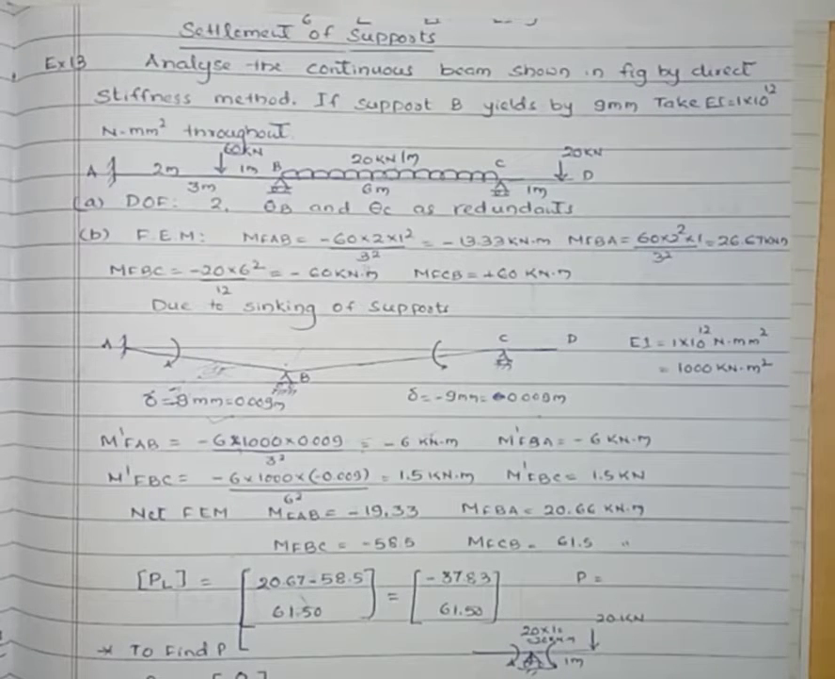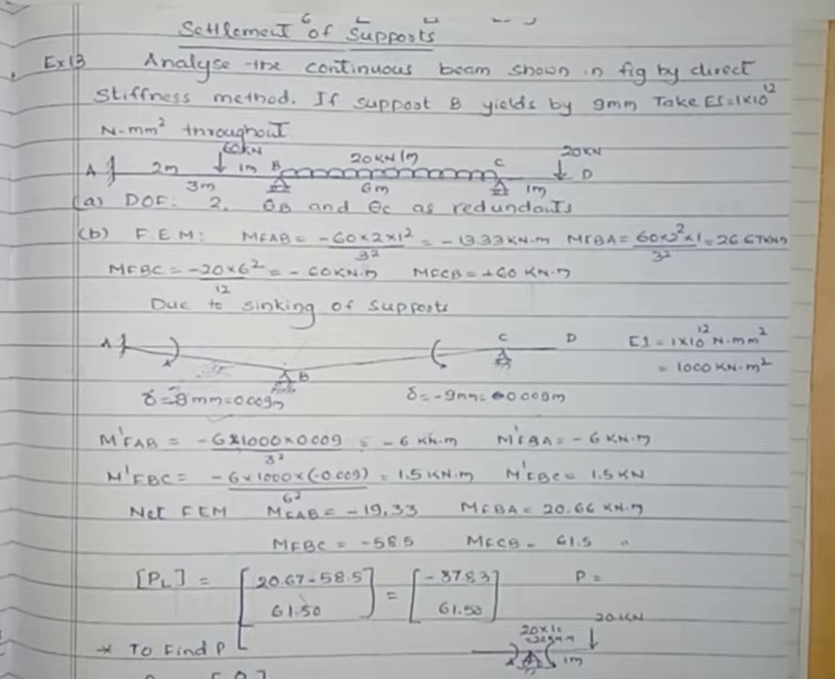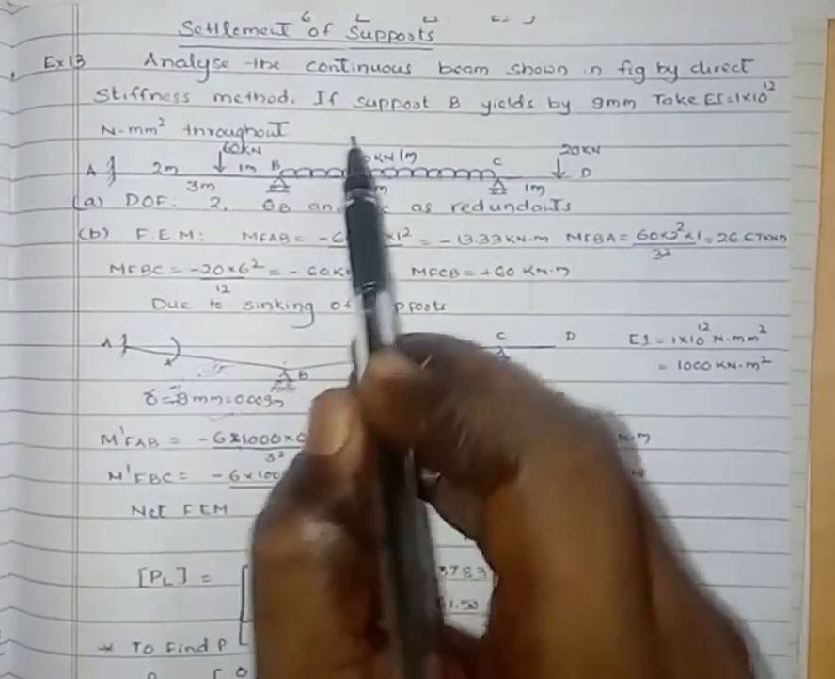Friends, so far we have studied the analysis of the continuous beams without settlement and sinking of the support. Today we will discuss the analysis of continuous beams with the sinking of the support by using the stiffness matrix method. Here the problem is: analyze the continuous beam shown in figure by direct stiffness method.